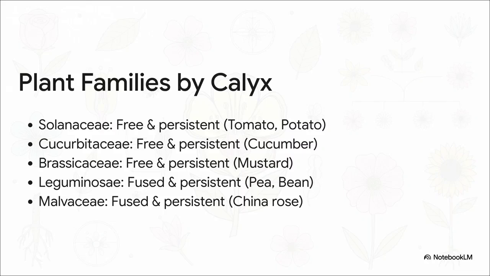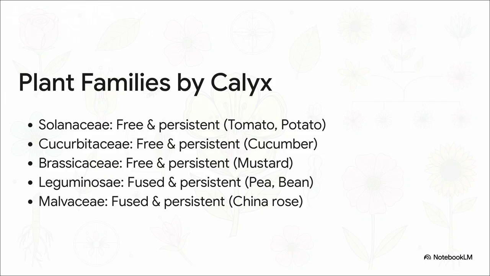We have the Solanaceae family, the nightshades. This includes the potato, the brinjal or eggplant, and our classic tomato, which features fleshy sepals firmly attached to the fruit. We've also got the Cucurbitaceae family, your cucumbers, pumpkins, and bitter gourds. Oh, and the Brassicaceae family, which gives us mustard. In all of these, the sepals are totally free from each other, but they stubbornly stick around on the fruit.